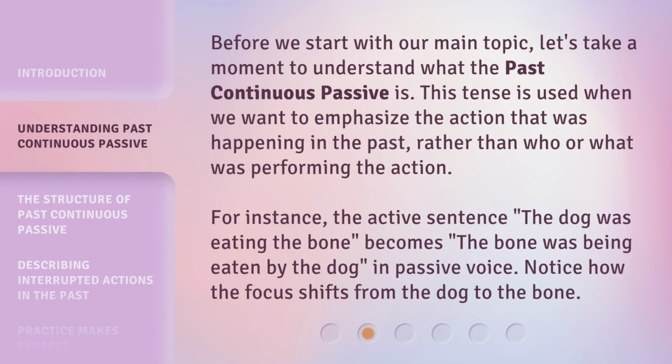Before we start with our main topic, let's take a moment to understand what the past continuous passive is. This tense is used when we want to emphasize the action that was happening in the past, rather than who or what was performing the action. For instance, the active sentence, "The dog was eating the bone," becomes, "The bone was being eaten by the dog," in passive voice. Notice how the focus shifts from the dog to the bone.